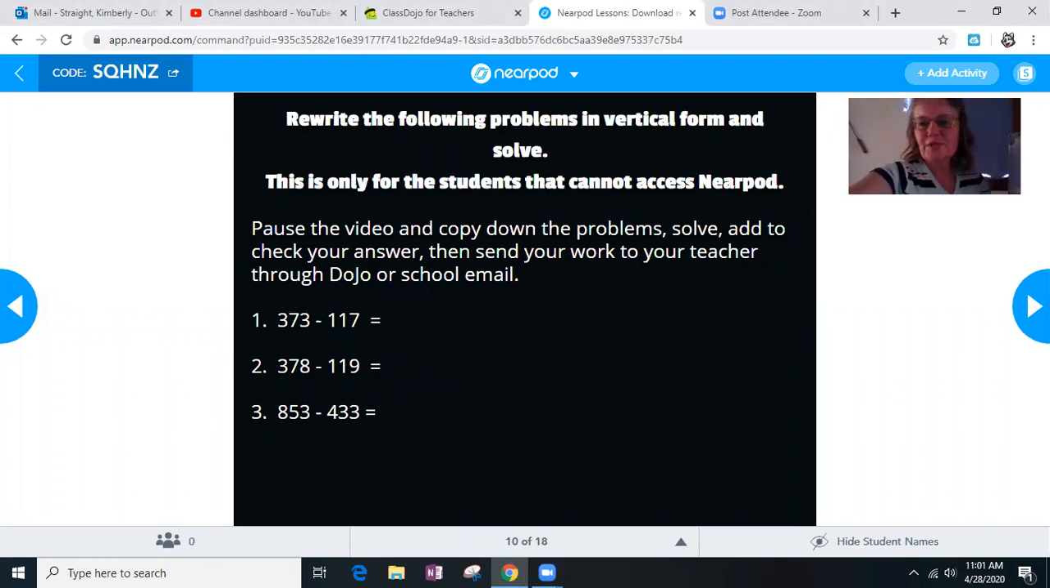Now, some of my students are not able to go on to Nearpod. So if you are one of my students that are not able to go on to Nearpod, pause the video now, write down the problems in vertical form, solve it. Right next to it, you're going to add to see if your answer is correct. And you're going to do that for all 3 and then send me the answers through Dojo or school email.